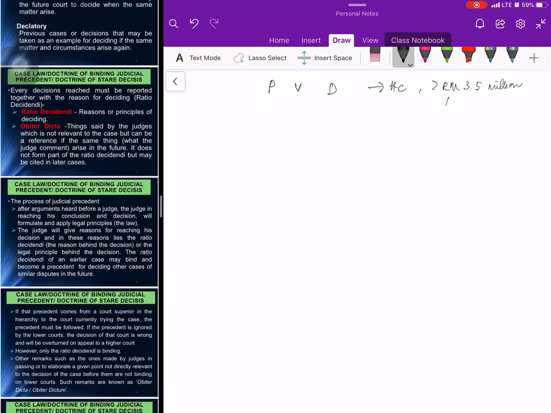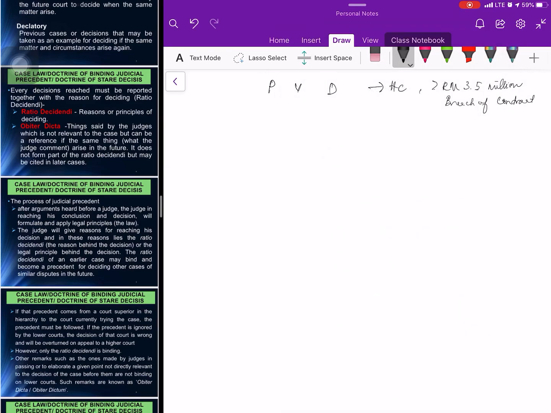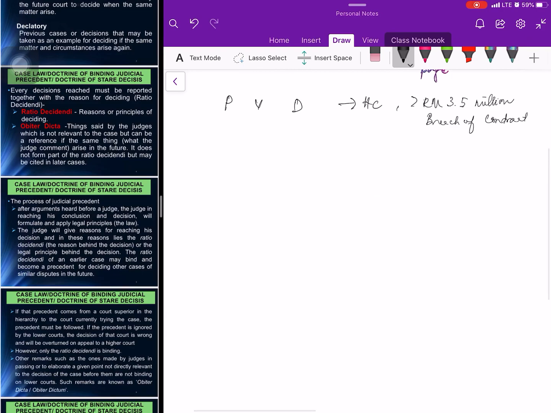Assuming this is for a breach of contract, the matter goes to court. There'll be a lot of process before that, which I will not go through in detail, and there will be a trial.